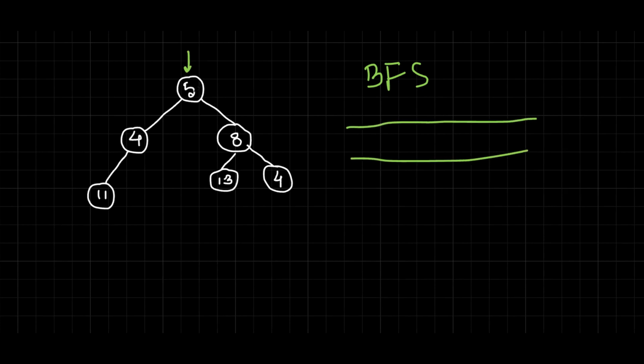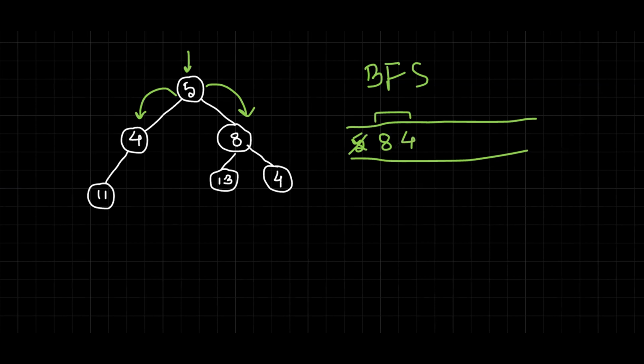Now, we are at this node 5. So, we will add 5 into the queue. Now, from node 5, we will visit the right subtree first, then we will visit the left subtree. So, the right subtree value is 8 and the left subtree value is 4. Then we have to remove 5 from the queue. Now, this is the second level, which has nodes 8 and 4.